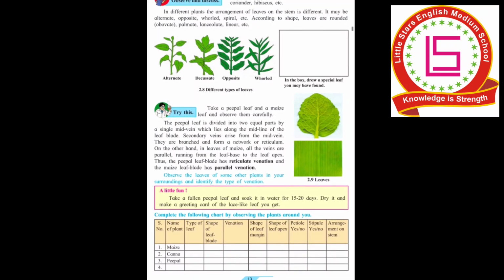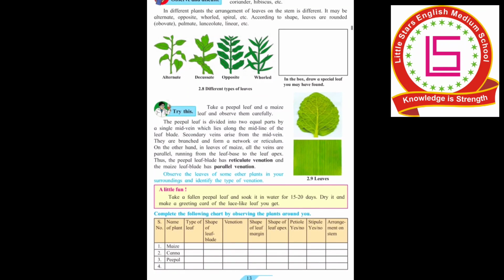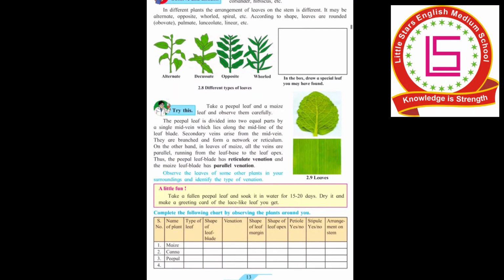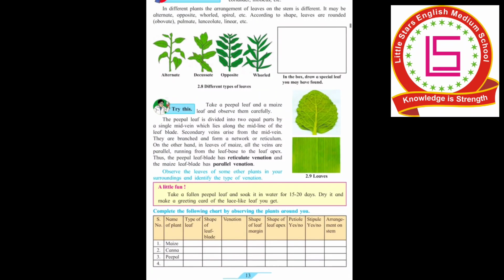In the yellow box, it is written, a little fun. You can try this also. You have to take a fallen peepal leaf, the leaf of a peepal tree which has already fallen from the tree. You have to soak it in water for 15 to 20 days. After that you have to take it out from the water and let it dry completely, and you can make a greeting card with the lace-like leaf you get. You will get a very beautiful looking leaf that you can use for decorating a greeting card.